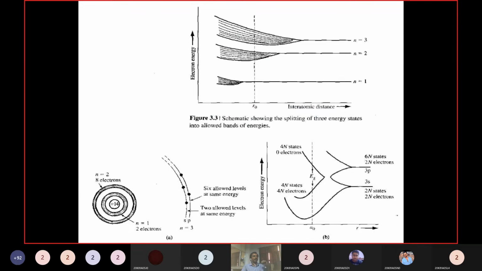Whatever electrons are in the conduction band, involved in the conduction, those electrons we call conducting electrons. The electrons which participate in the conducting process we call conducting electrons. Those electrons' energies combined form one band. That band we call the conduction band.